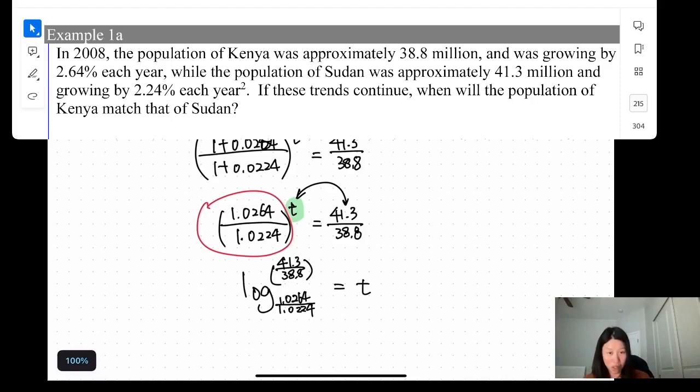Okay, so this looks complicated, so we still need to figure out t. How do you do it? Well, we know that these two are just a number. We can use a calculator to figure out what this equals and try to rewrite this.